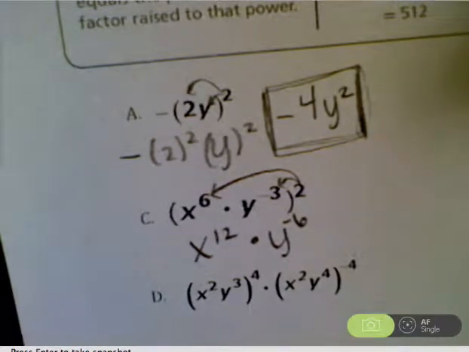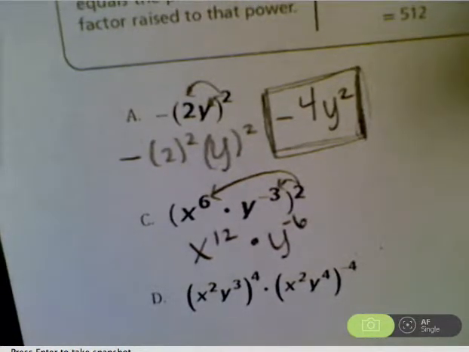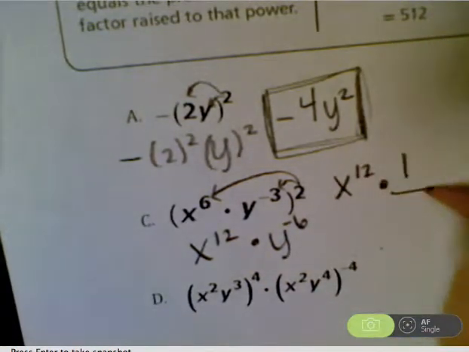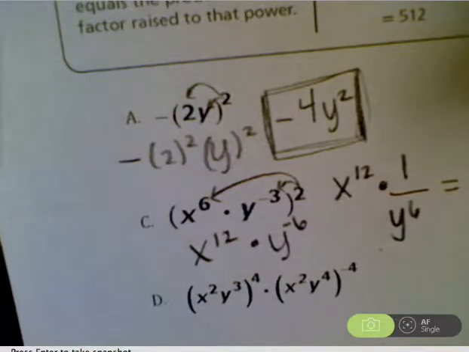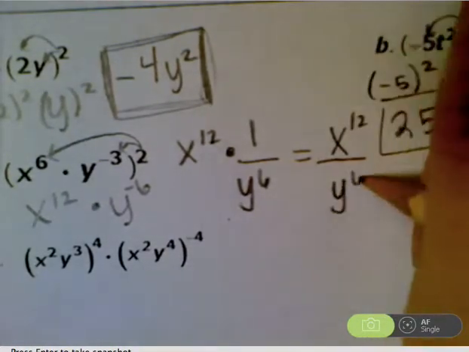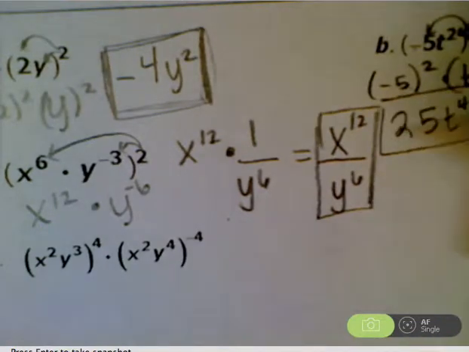Now, I cannot have negatives in my final answer. So how am I going to get rid of the y to the negative 6? 1 over y to the power of 6. Now combine those back together where x to the 12th is on the top and y to the 6th is on the bottom. And that's my final answer.